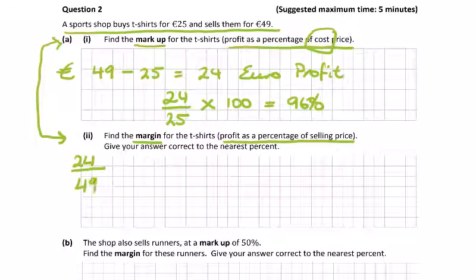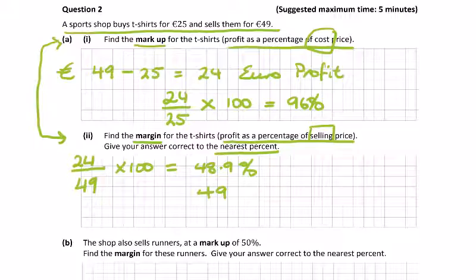Which will be 49 on the bottom. Instead of the cost, we have the selling. It's the difference between markup and margin. Times 100 gives me 48.9%, and we're asked for the nearest percent, so this rounds off to 49%.